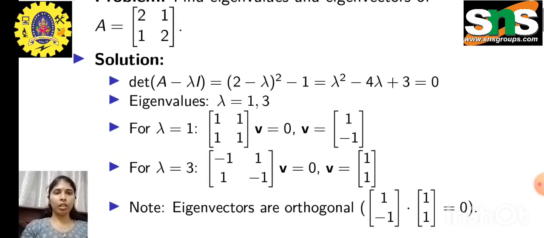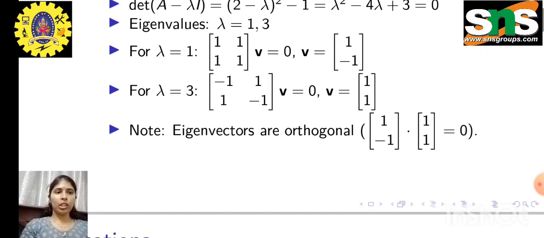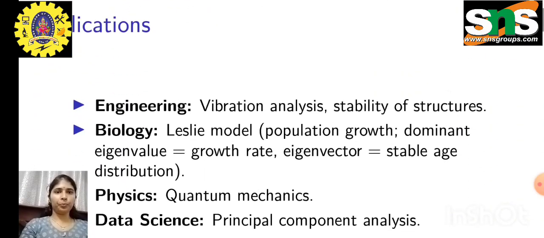From this, for lambda equal to 1, when we substitute 1, we get [1, 1; 1, 1] V equal to 0. When we solve this, we get the eigenvector corresponding to lambda equal to 1 as (1, minus 1). Next, when we apply lambda equal to 3, we get [minus 1, 1; 1, minus 1]. When we frame this into equations, we get minus x plus y, x minus y. On solving that, we get V equal to (1, 1). So here the eigenvectors are orthogonal, that is (1, minus 1) and (1, 1).